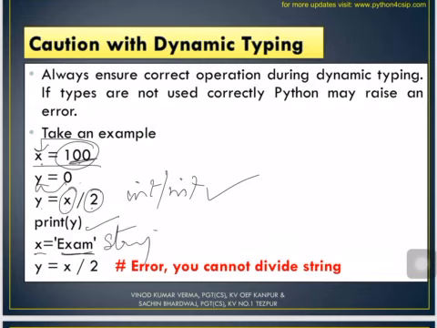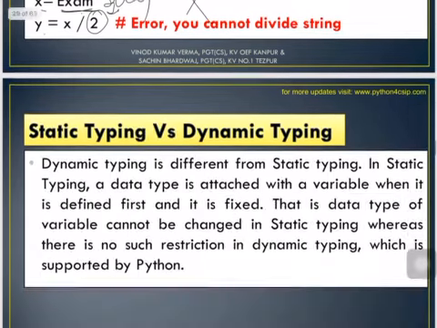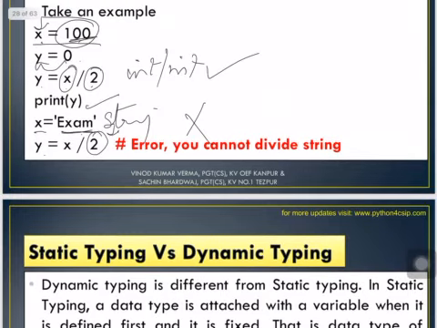And in the next statement, if I say y is equals to x divided by 2, that means I am trying to divide a string value by a numeric value, which is invalid. What type of error will it generate? Yes students, what type of error? Write down and tell me the name of the error that it will generate in your comment box.